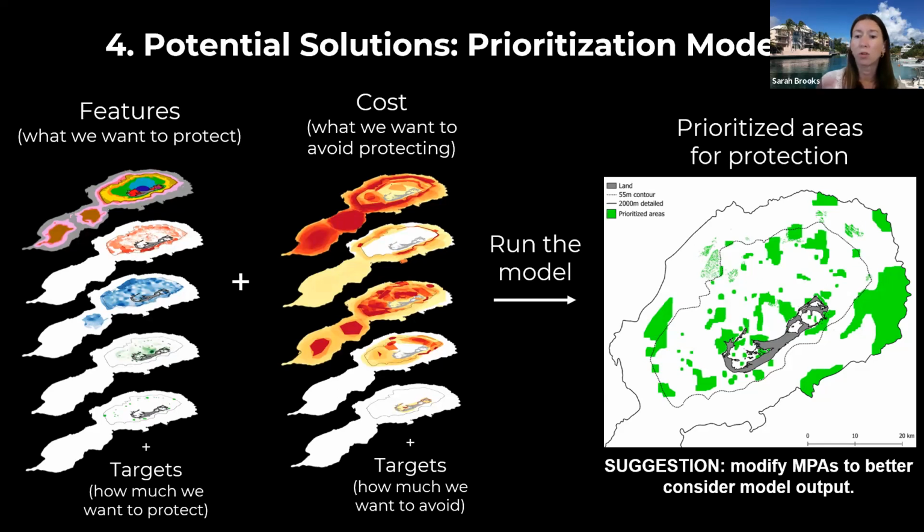So the model knows where the most important areas are for trolling, for trapping, for bait fishing, for bottom fishing, and many more. And we asked the model to not protect too much of each type so that there would be no individual fishery that would be overly impacted by protection. And the result is this map of prioritized areas.